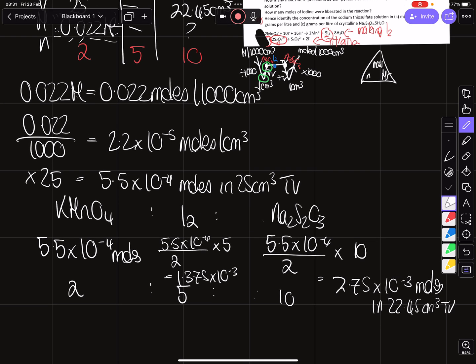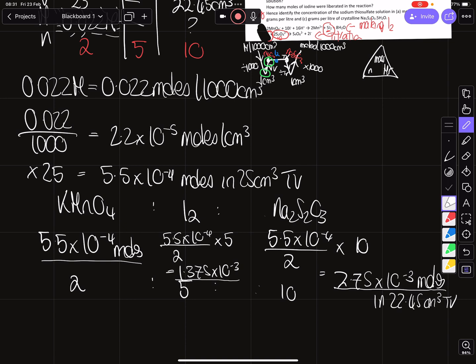So with just using a ratio, this was the moles of KMnO4 over here that were required to liberate this much iodine in our flask, and this much iodine reacted with this much sodium thiosulfate. So now we are over at this point, and we've gone through this point.